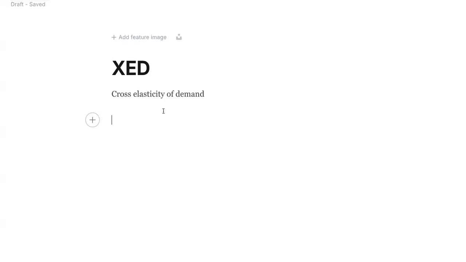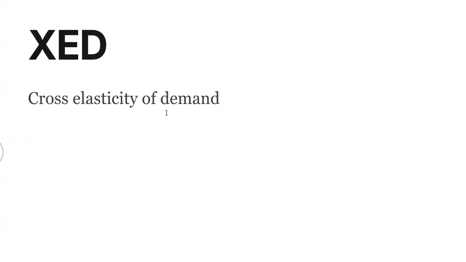This is probably one of the harder ones. So we've got cross elasticity of demand. I'll just tell you what the formula is first. It's a bit different to the other one. It's a bit more complicated.